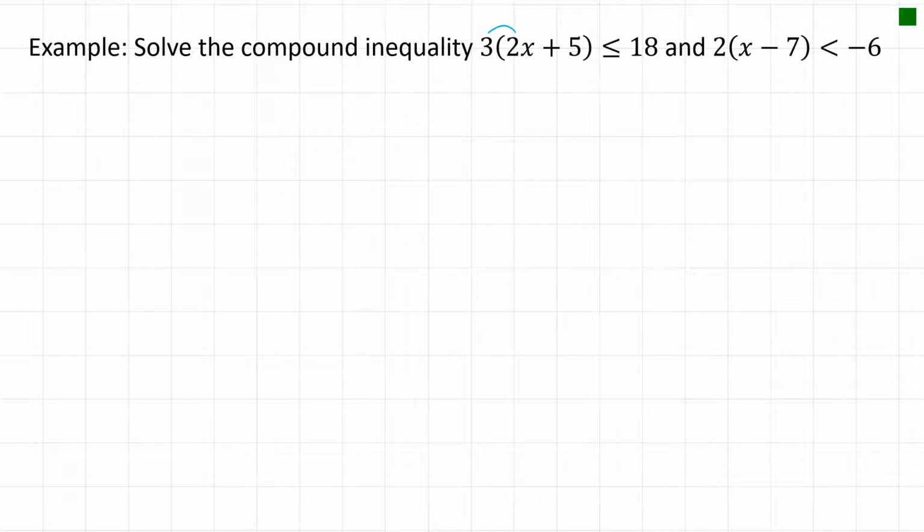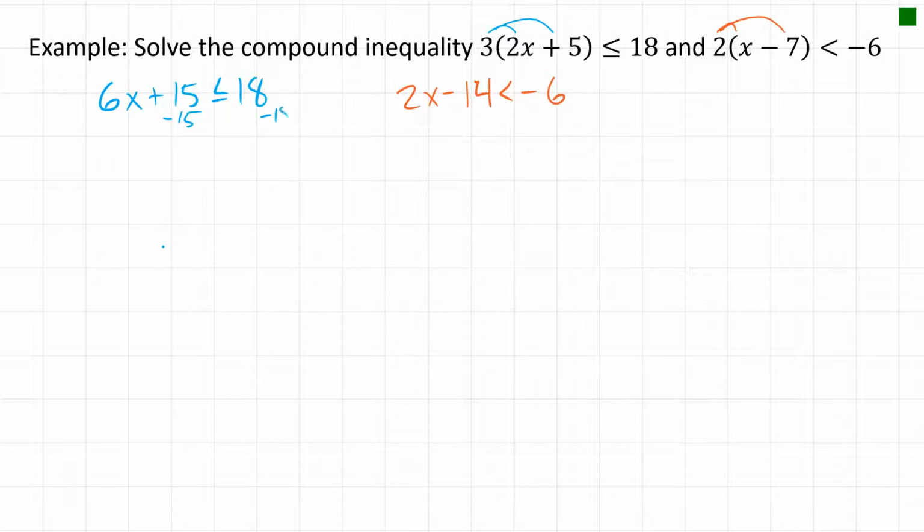To start with, in blue here, I will work on this first inequality. I'll multiply that 3 into the brackets. So that's 6x plus 15 is less than or equal to 18. And then in orange, I will work on that second inequality: 2x minus 2 times 7, which is 14, is less than negative 6. So I'll solve this light blue one first over on the left. Subtracting 15, I get 6x is less than or equal to 3, which means that x is less than or equal to 3 over 6, which we could simplify to less than or equal to 1/2.